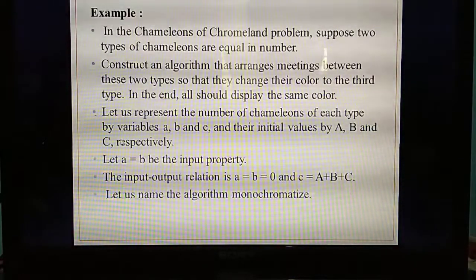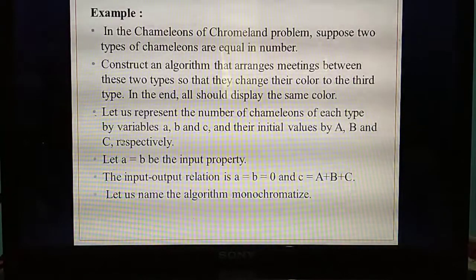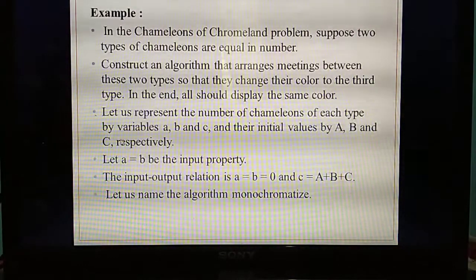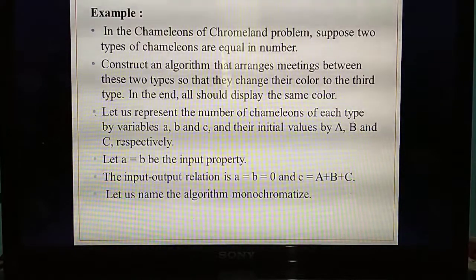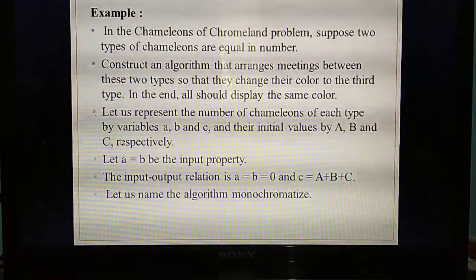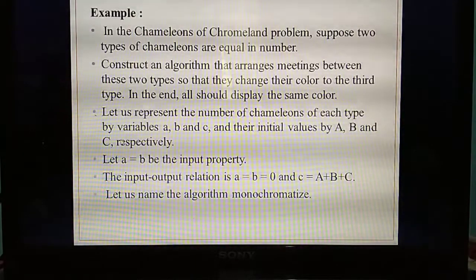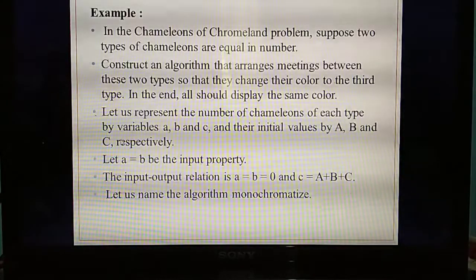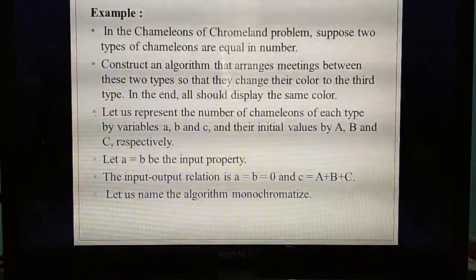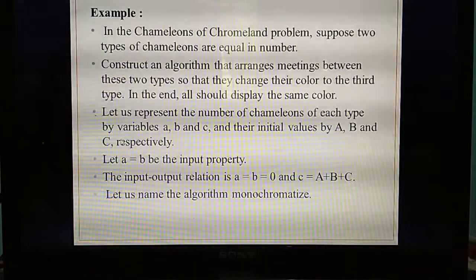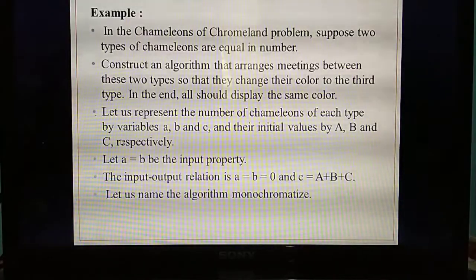Again and again I am telling you slowly, please listen carefully. You are going to study the same question next year also, so please study it now itself. What do small letters a, b and c mean? The 3 types of chameleons. The variables represent the 3 types of chameleons. Then the initial values at the starting state are represented by the capital letters A, B and C. This is the first point of the answer.